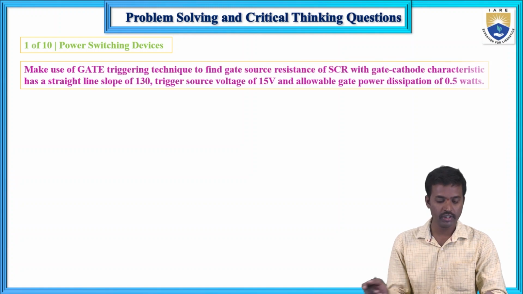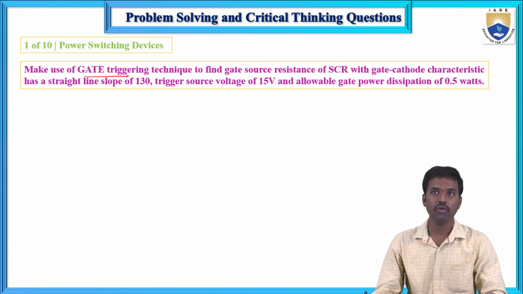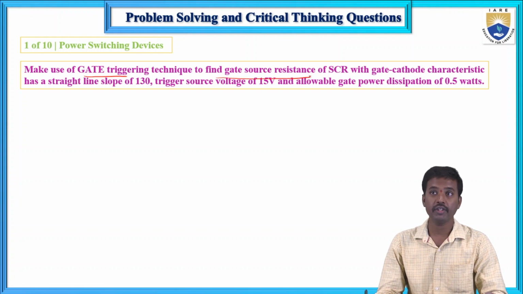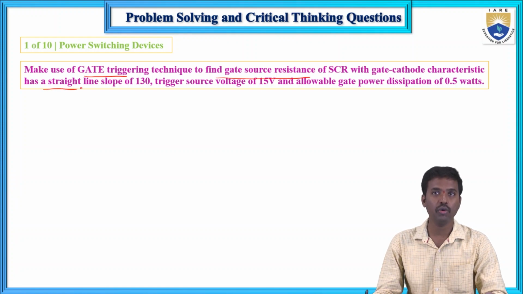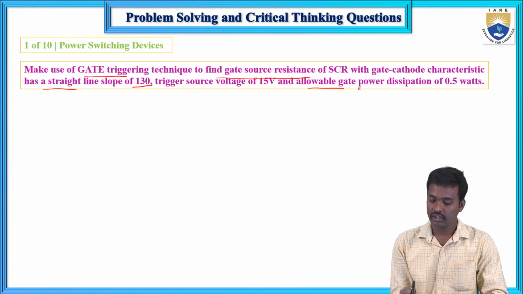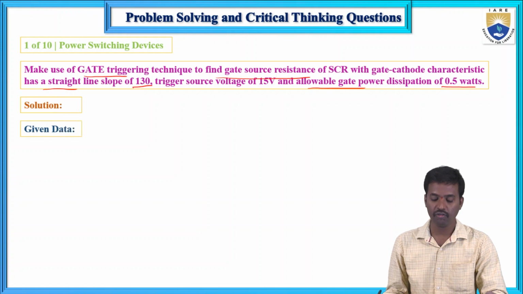The first one is: make use of the gate triggering technique to find the gate source resistance of an SCR with gate cathode characteristics having a straight line slope of 130 and a triggering source of 15 volts, and an allowable gate power dissipation of 0.5 watts. Now, the solution for this one, the given data first.